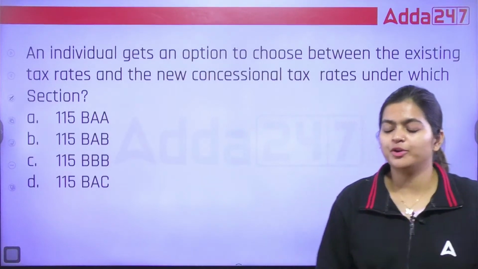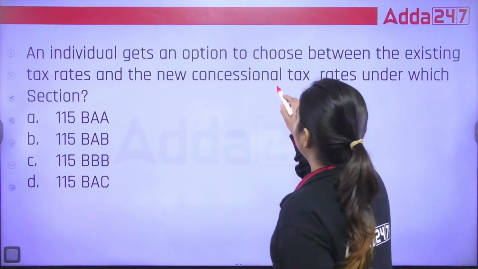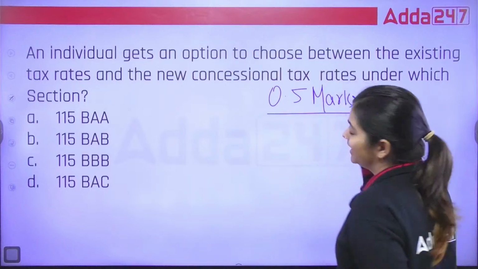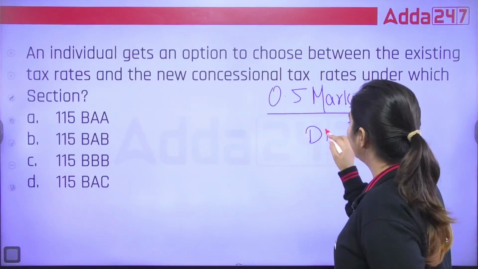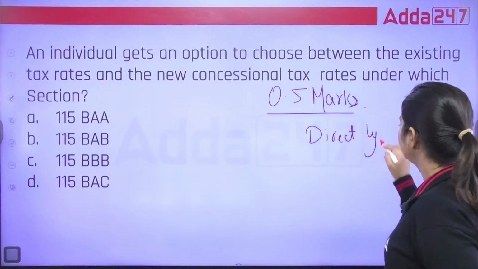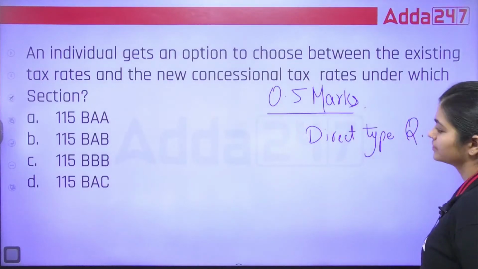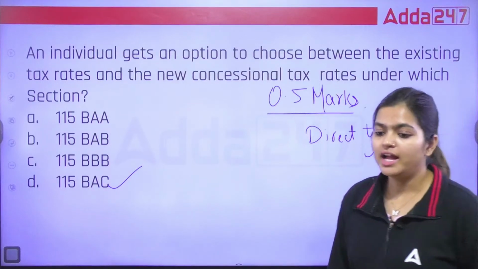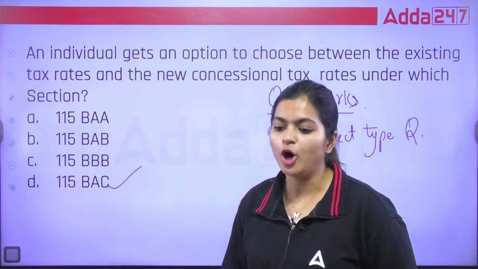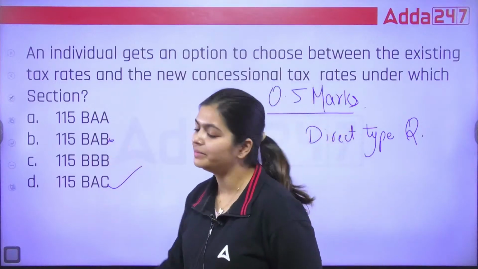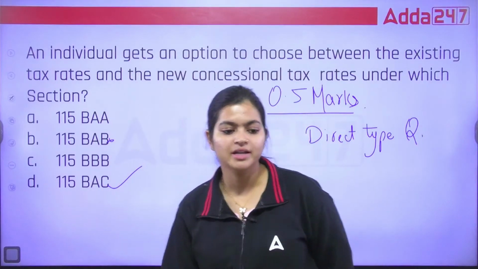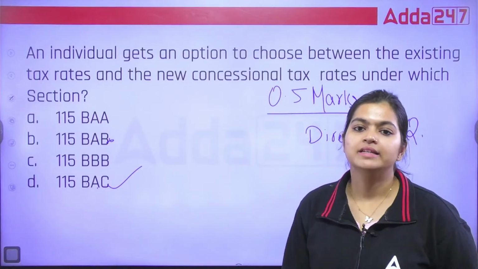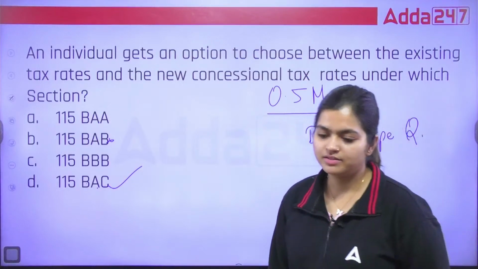This question is from your income tax, and these types of questions will come now for 0.5 marks. These are direct type questions. Remember, these are direct type questions. So the correct answer is option D, 115 BAC, under which as an individual we get the option. No, that is not BAB. The correct option is BAC. Chaliye.